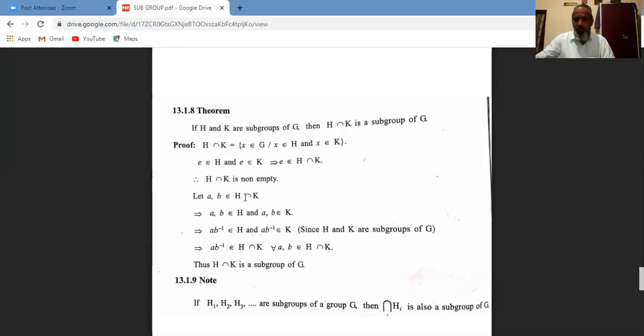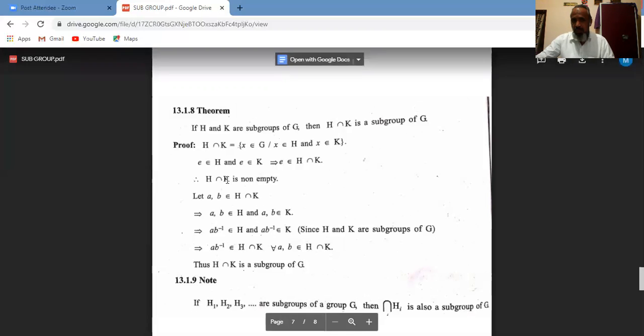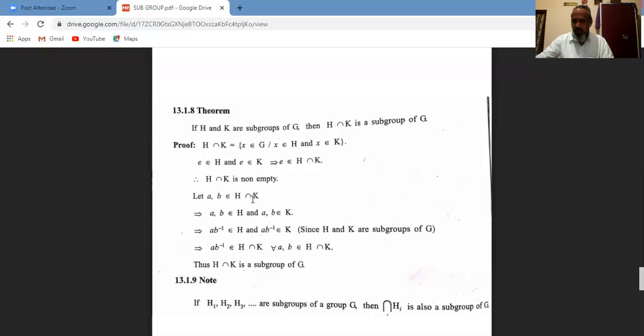Let a, b belong to H intersection K. So we are taking two elements in H intersection K. We have to prove that H intersection K is a subgroup of G. To prove this, we have proved that H intersection K is a non-empty set. Now we are taking two elements in H intersection K. Let a, b belong to H intersection K. It implies a, b belong to H and a, b belong to K, because this is an intersection. These two elements must be in H and these two elements must be in K.